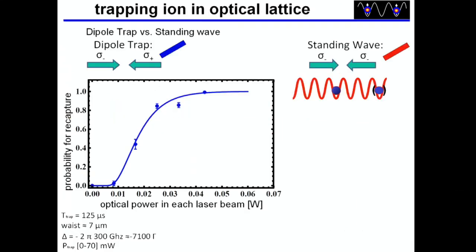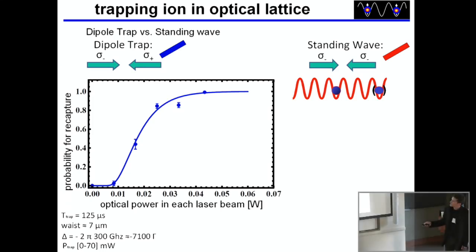The protocol is the same as I showed to you for the dipole trap, but now for the standing wave, we should get deeper trapping potentials, right? And this is what we were after here. So we were, once again, observing the probability for recapture in dependence of the optical power of the laser beam. And what you see here is the trapping probability for the case where the two polarizations are different. So there should be no standing wave.